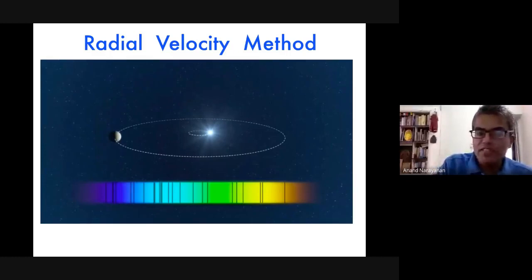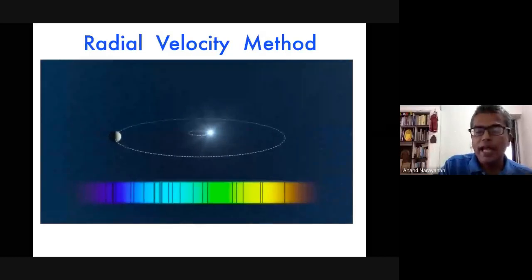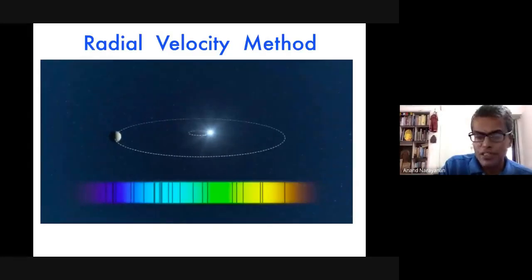The spectrograph produces a spectrum, and the spectrum looks like what is shown in the bottom here, this colored band, going from a violet to red. And in addition to these colors, you also see some lines in it. These lines are absorption lines produced by atoms and ions on the surface of the star. So some of these absorption lines could be because of hydrogen atoms present in the surface of the star. Some of these could be due to sodium, magnesium, calcium atoms that are present on the surface of stars.